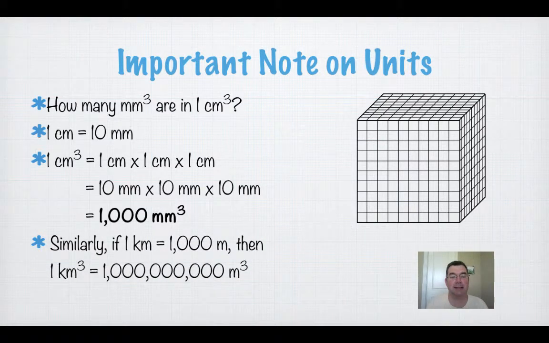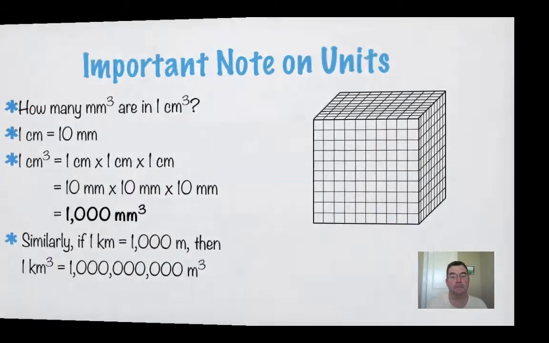And in the same way, because 1 kilometer is 1,000 meters, then a cubic kilometer would be 1,000 meters times 1,000 meters times 1,000 meters, which would be 1 billion cubic meters. Or in British units, it would be 1,000 million cubic meters, depending on which system of numbers you're using.